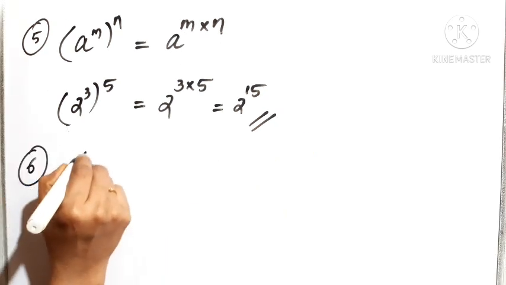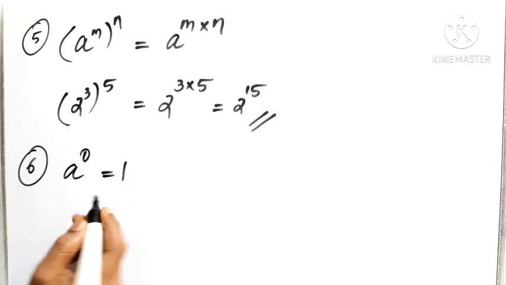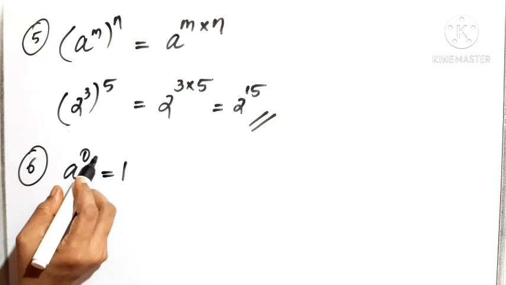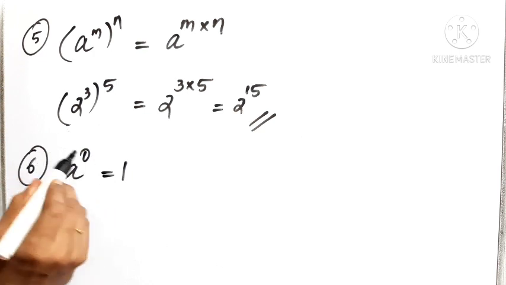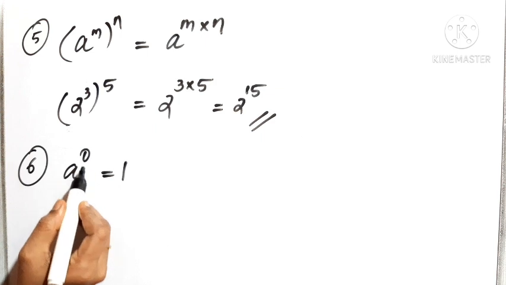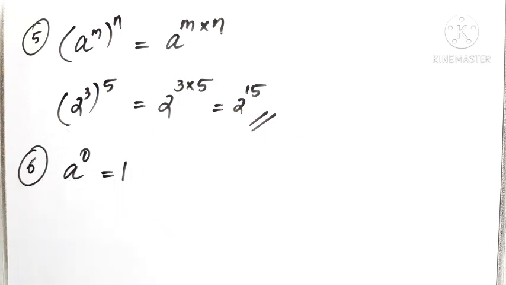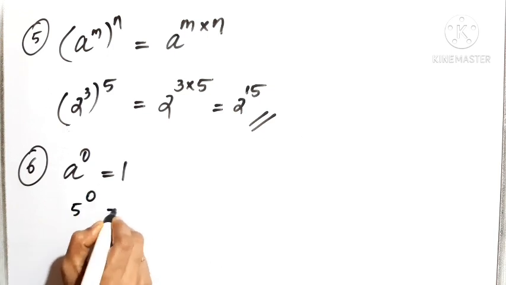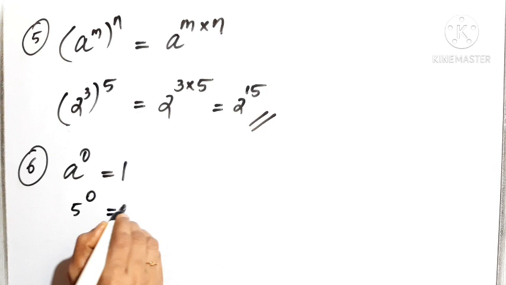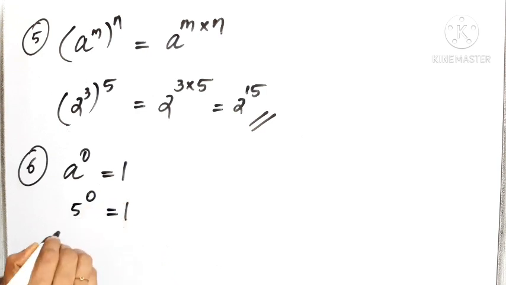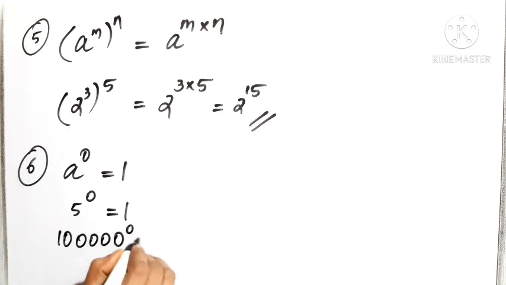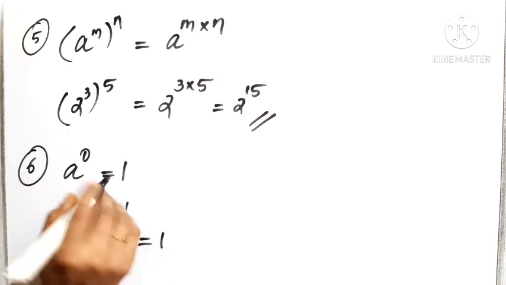A raised to 0 equals 1. Here a base a. Exponent or power or index 0. If power is 0, value becomes 1. Listen children. For example, 5 raised to 0. Can you give me the answer? Yes, answer becomes 1. 1 lakh raised to 0. Can you? Yes, here power 0, no? So answer becomes 1. Let us check how it becomes 1.